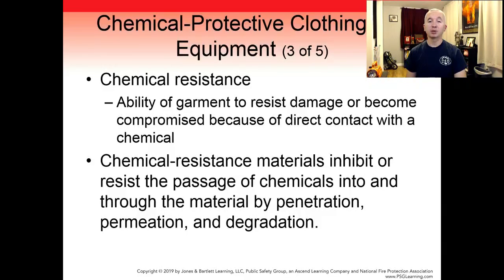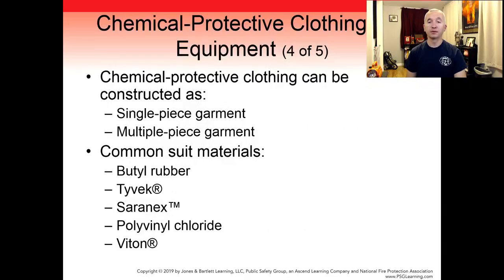Chemical resistance is the ability of the garment to resist damage or becoming compromised because of direct contact with a chemical. Chemical resistant materials are specifically designed to inhibit or resist the passage of a chemical into and through the material by penetration, permeation, and degradation. Chemical protective clothing can be constructed as a single piece or multiple piece garment. Common suit materials include butyl rubber, Tyvek, Saranex, polyvinyl chloride, and Viton.